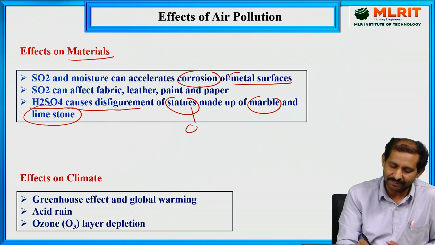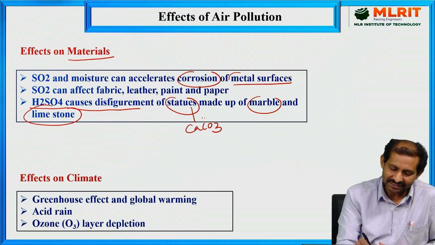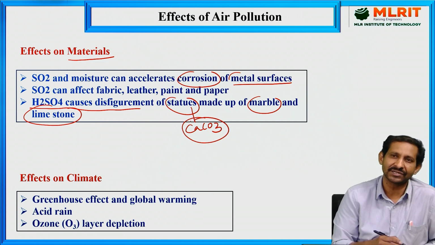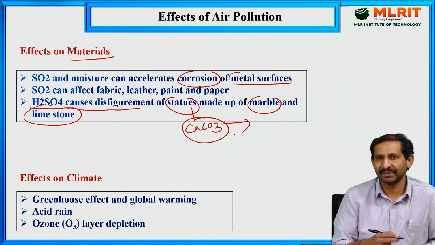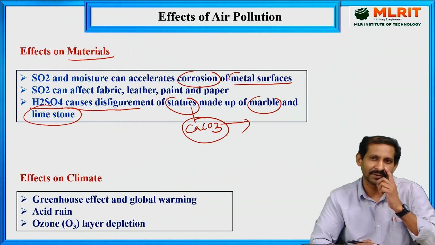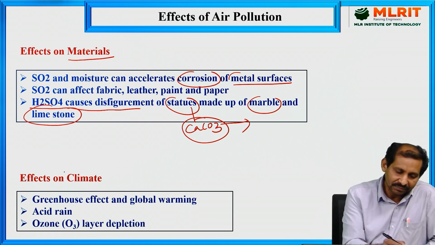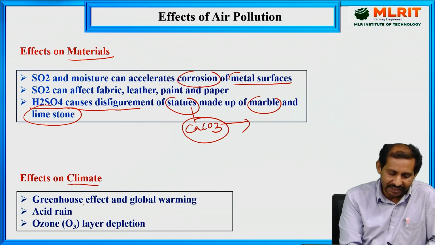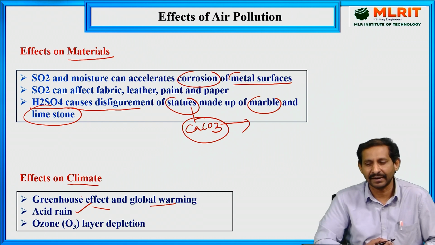So that is nothing but calcium carbonate, a major percentage of it. Once the acid rain falls on the calcium carbonate, a chemical reaction slowly takes place and the color also changes. So more acid rain comes from the polluting sulfur dioxide, air pollution. So that is the effects on the materials. Then the effects on the climate: greenhouse effect, global warming, acid rain and ozone layer depletion. These are the effects on the climate.